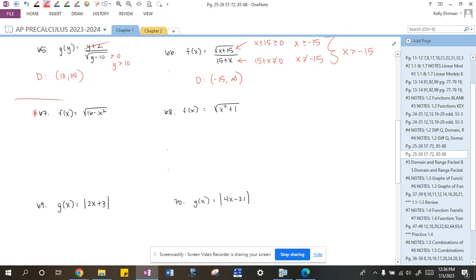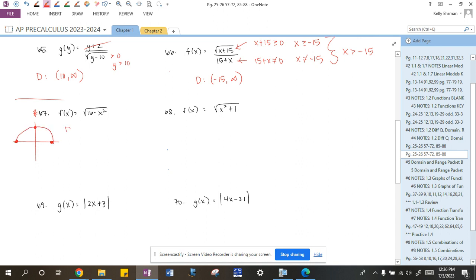So if we sketch this graph, if I plug in 4 for x, I get 0. If I plug in negative 4 for x, I get 0. If I plug in 0 for x, I get square root of 16, which is 4. So it forms this little half circle here.